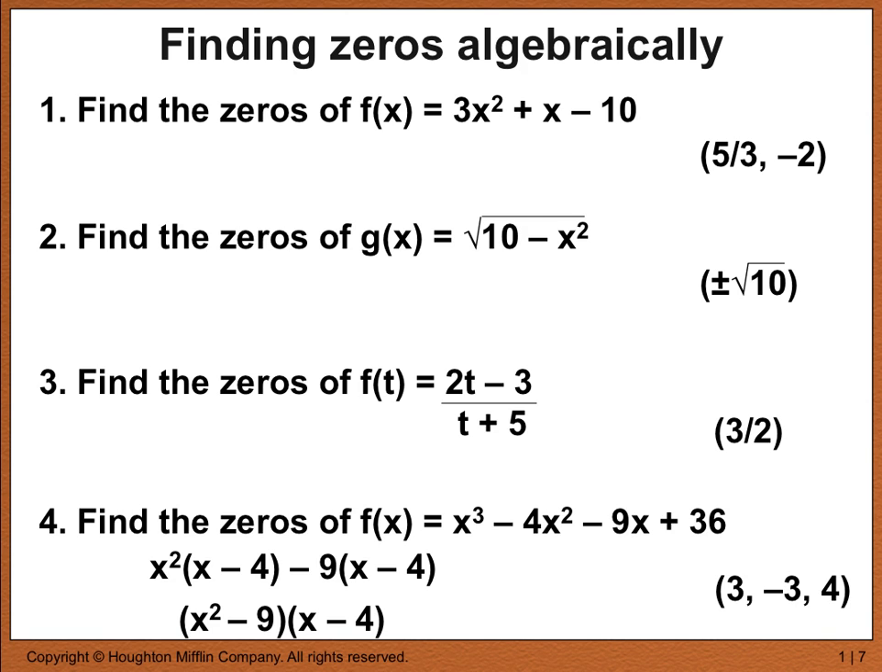So the zeros for this function, f of x equals x cubed minus 4x squared minus 9x plus 36, are 3, negative 3, and 4. Each of these values, 3, negative 3, 4, if you plug them in for x, will give you an f of x value of 0.